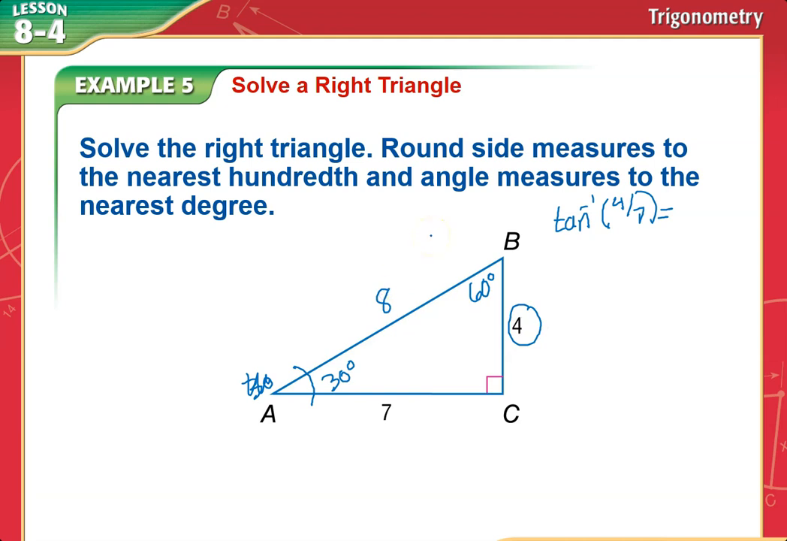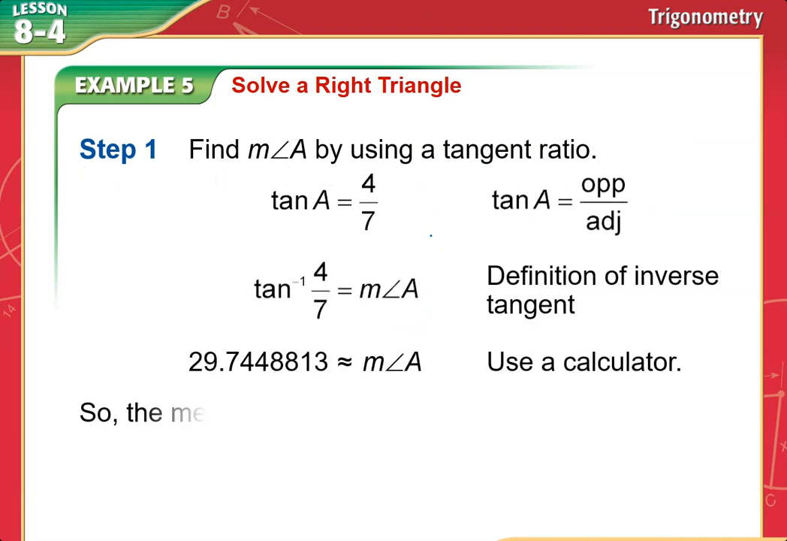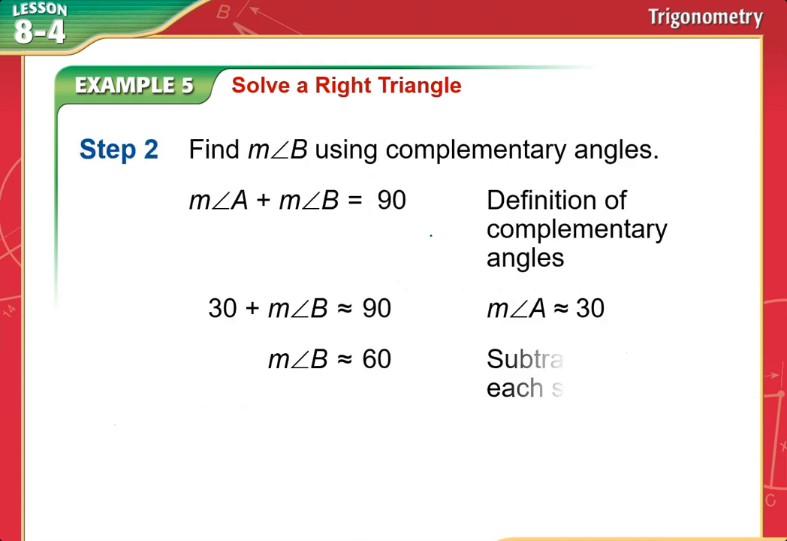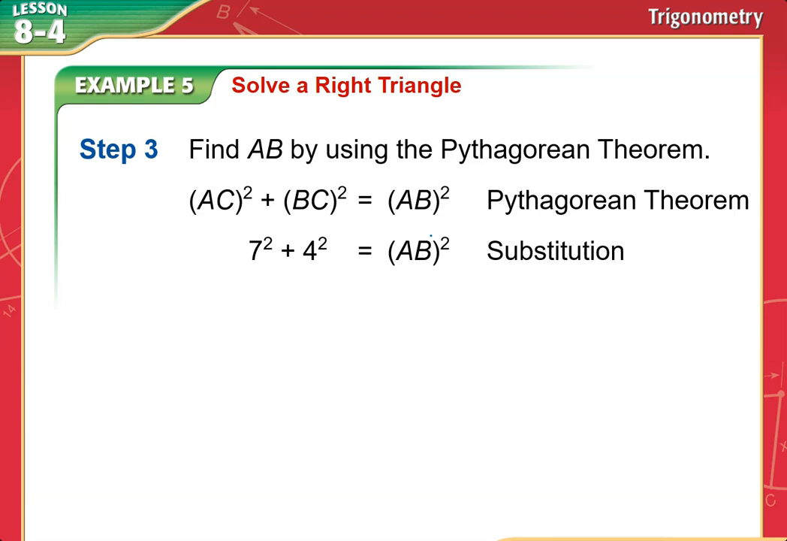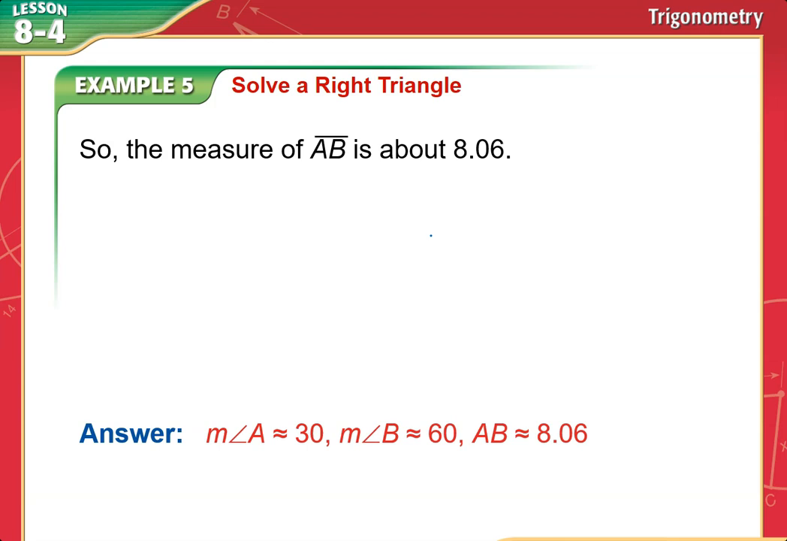Okay, let's see what happens. So we round to 30. Measurement B must be then 60. And then we have a 30-60-90 triangle. Or we can just say the fact that we know that the hypotenuse is always twice the smallest length. And they round to 8.06, to the nearest hundredth. So I just use the measurement, which is good. Either way would be okay.